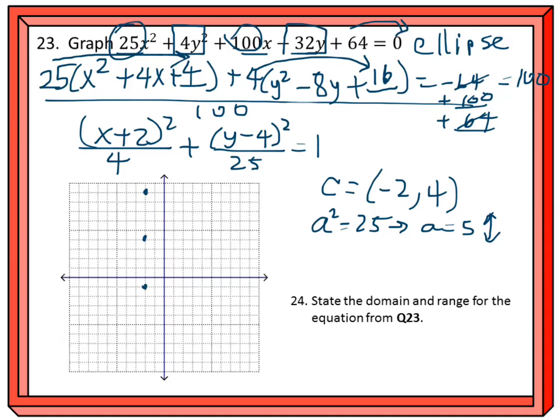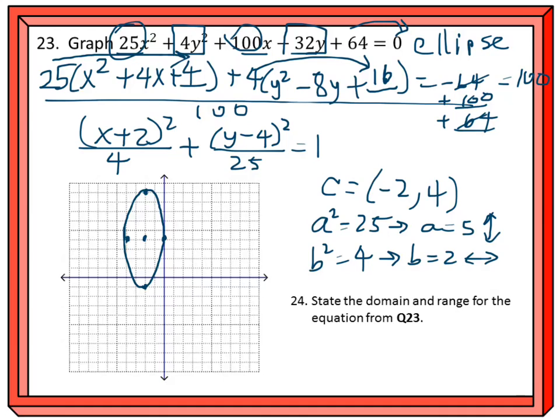Right there. My b squared is the other one. It's the smaller of the two, which means b is equal to 2. And since that's paired up with the x, it's going to go left and right. I'm going to go right 2 and left 2. And then I'm going to make myself a handsome ellipse through those points. Fantastic. Okay, on 24, we're going to use that graph to help us state the domain and the range.